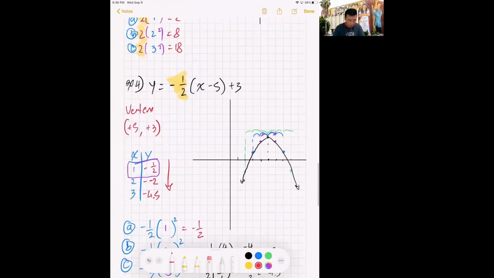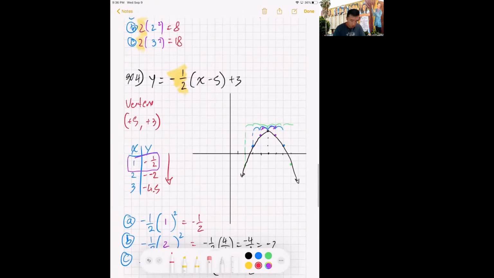Are we good? That's about it. Again, if this was a positive half, instead of going down, it would just go up, right? It would just go half, and then 2, and then 1, 2, 3, 4.5. It would just go the opposite. It would just go up instead of down. Okay, that's the only difference if it was a positive.